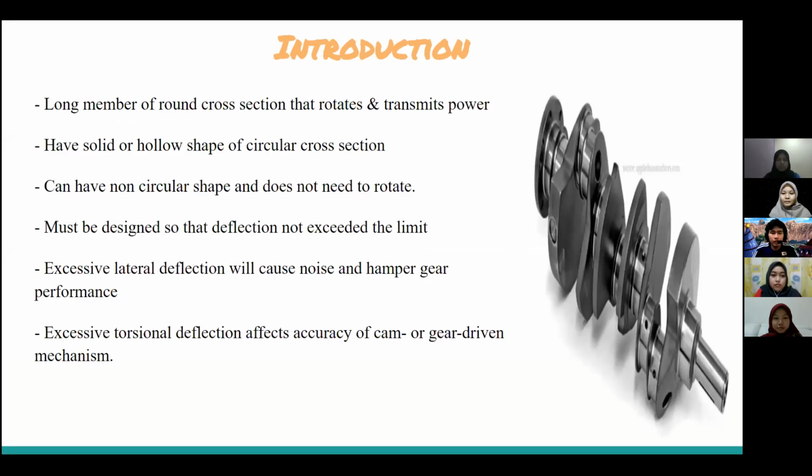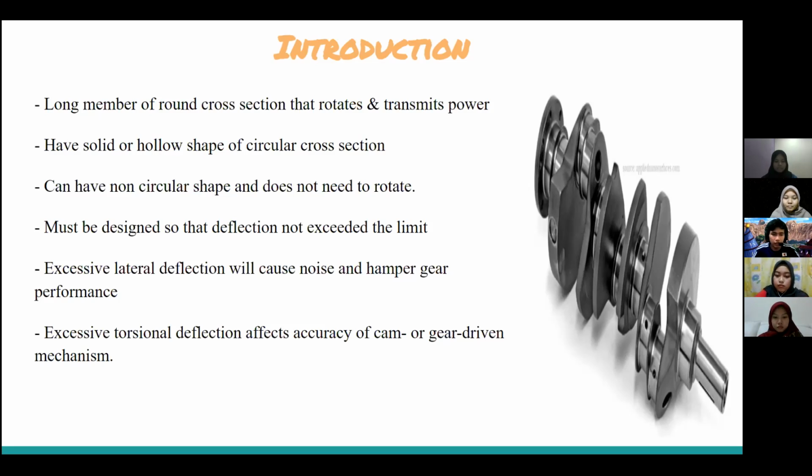So, Assalamualaikum and good evening, everyone. For the introduction is my part. A shaft is defined as a long member of round cross-section that rotates and transmits power. It also has a solid or hollow shape of circular cross-section. It can also have a non-circular shape and doesn't need to rotate. For the design, it must be designed so that deflection doesn't exceed the limit.